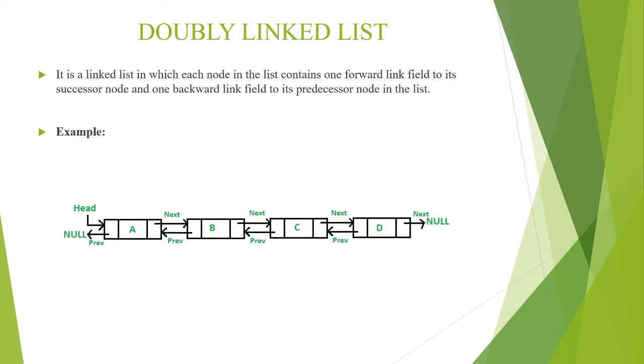Next is doubly linked list. It is a list in which each node in the list contains one forward link field to its successor node and one backward link field to its predecessor node, that is next node in the list. In the example, there are four nodes connected to the header node. They contain the values A, B, C, D. Each node contains one backward link field and forward link field. The first node's value is A, its backward link field is having value null, and its forward link field contains the address of next node with value B.